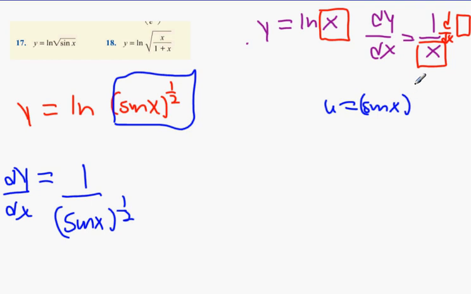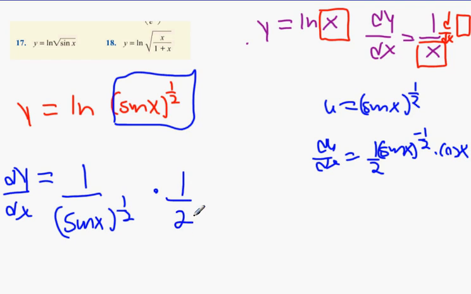The chain never changes, but the power does. Minus a half. And what's differentiation of sine x? Cos x. So it's going to be a half sine x to the power of minus a half, and then cos x on top. Now look what happens here, guys. We change this part here to what? It's a negative power. What have we been doing with negative powers repeatedly?